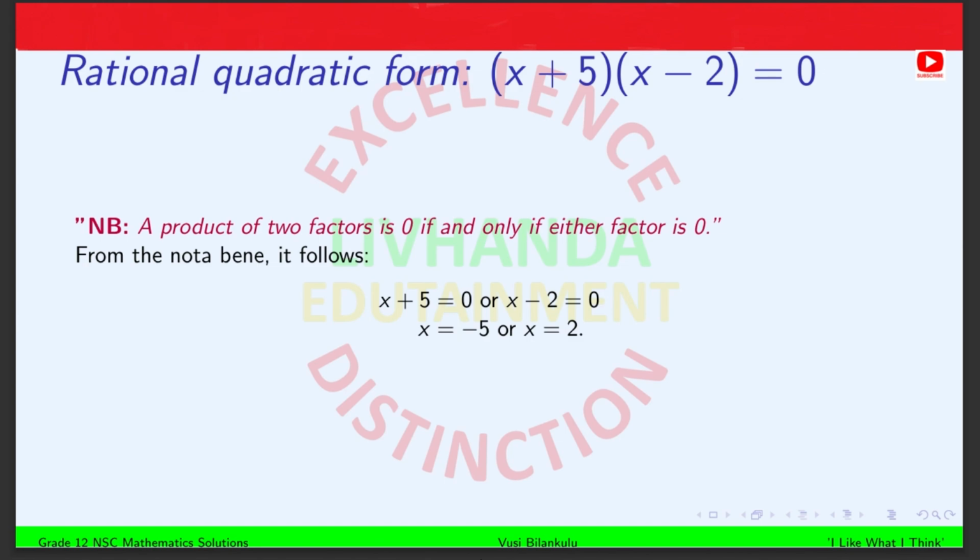Suppose an equation is given by the product of x plus 5 and x minus 2 equals 0. To solve for x, note that the factors of the equation are given by x plus 5 and x minus 2. Therefore, x equals negative 5 or x equals 2.